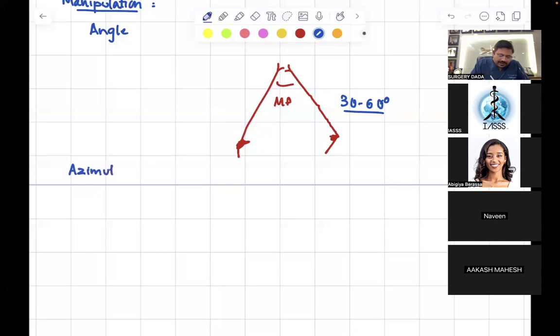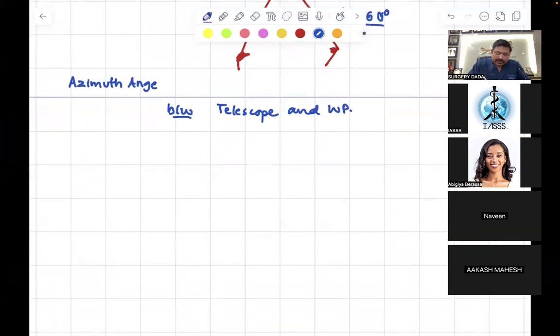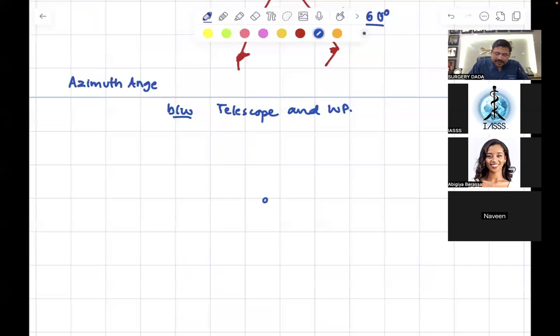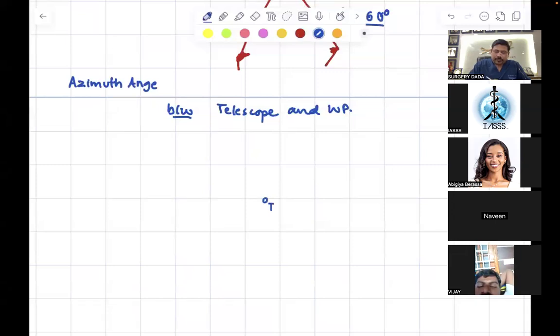Now, what is this azimuth angle about? The azimuth angle is the angle between the telescope and the working ports. This is very important, so try to understand. Suppose this is the telescope port. This is the working port number 1. This is the working port number 2.